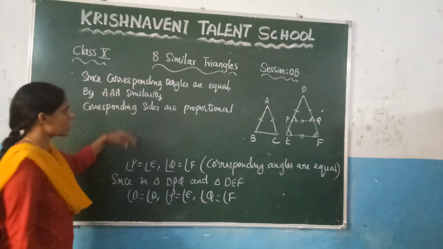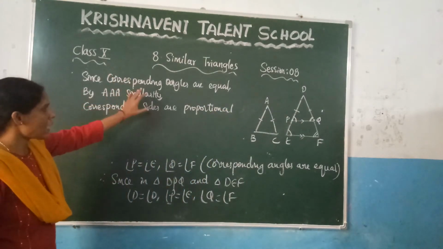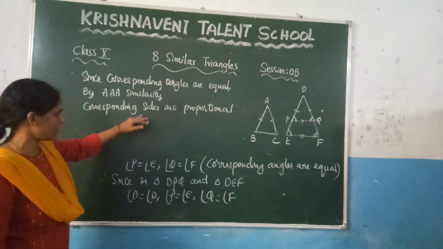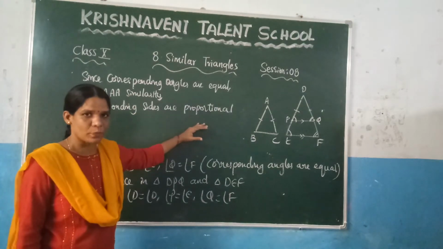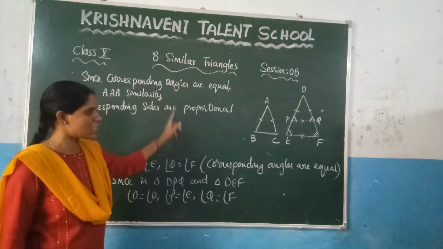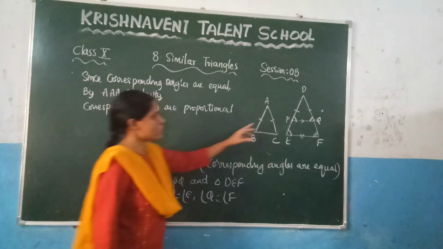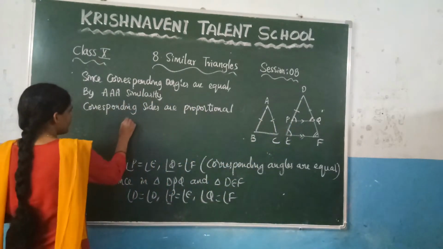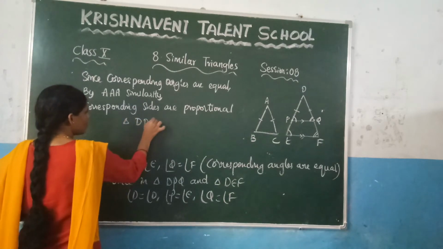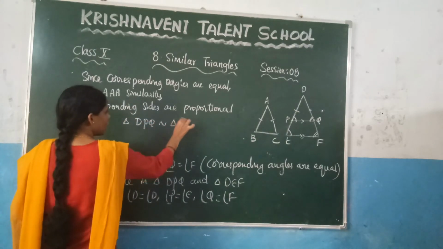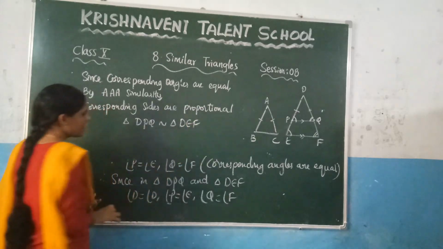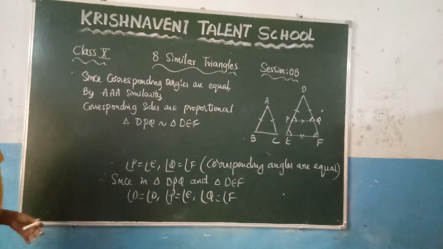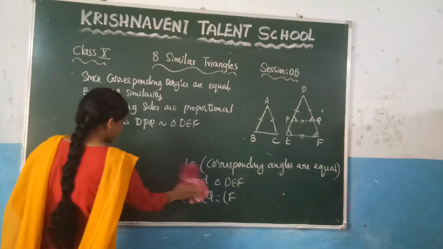We got it here, the corresponding angles are equal. By angle similarity, we know that the corresponding sides are proportional. If these two conditions are satisfied, then we can say that these two triangles are similar. So here triangle DPQ is similar to triangle DEF, right? If these two triangles are similar, you know that the corresponding sides are proportional.